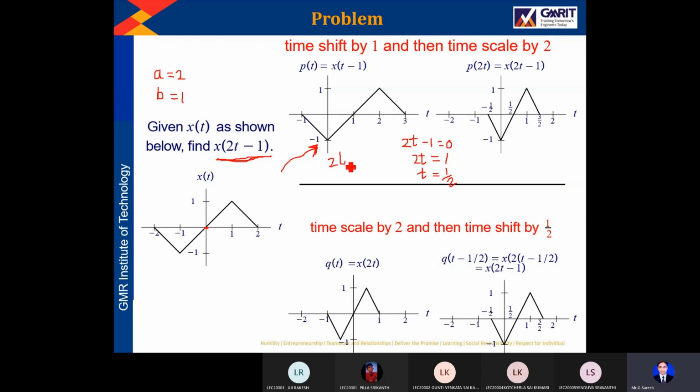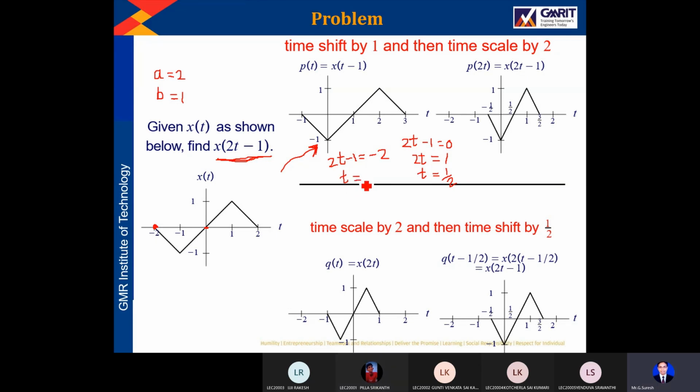Suppose we make 2t minus 1 equal to minus 2. That means now we are interested in this particular parameter. So what happens? 2t minus 1 equal to minus 2 means 2t equal to minus 1, is it not? Are you following? Yes, sir. So 2t equal to minus 1, then t equal to minus 1 by 2.